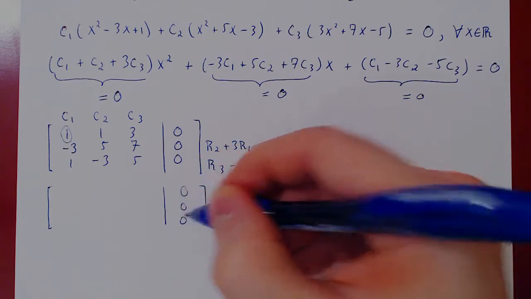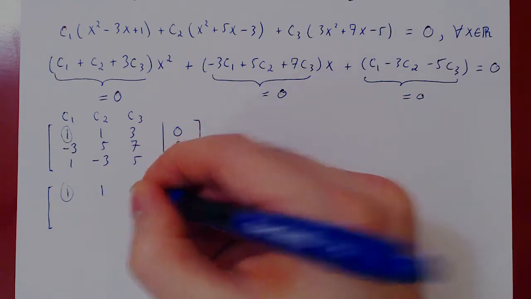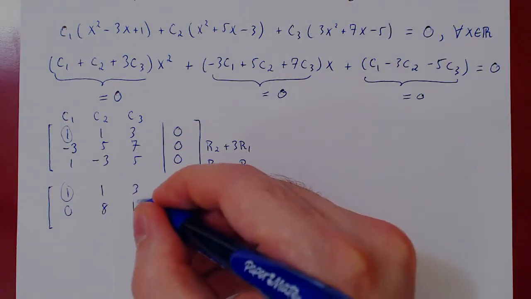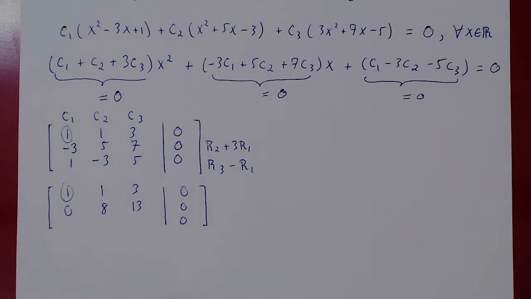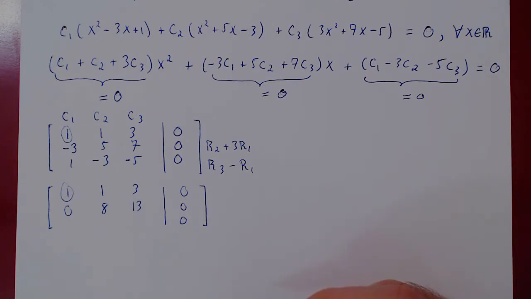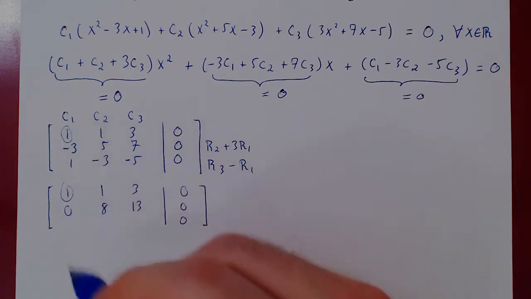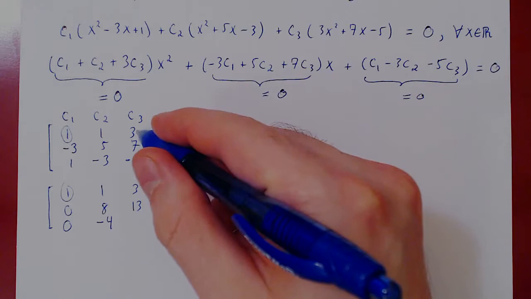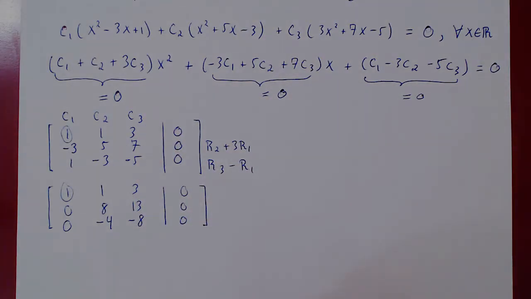The zeros will always remain zeros. We copy the first row as we're not changing it. Let's perform the operation. So we'll get 0, 5 plus 3, 8, 7 plus 6, 13. Oops. 1, negative 3, negative 5. Okay. So row 3 minus row 1, so 0, negative 4, negative 8. That's equal to 0.